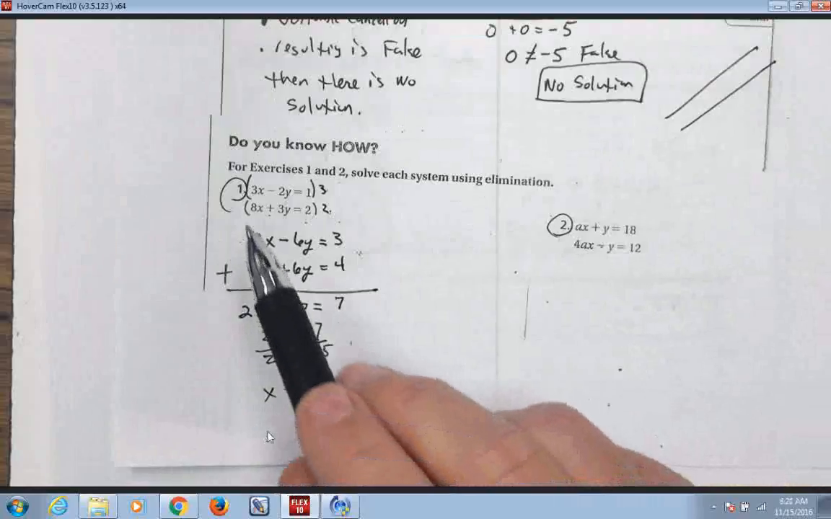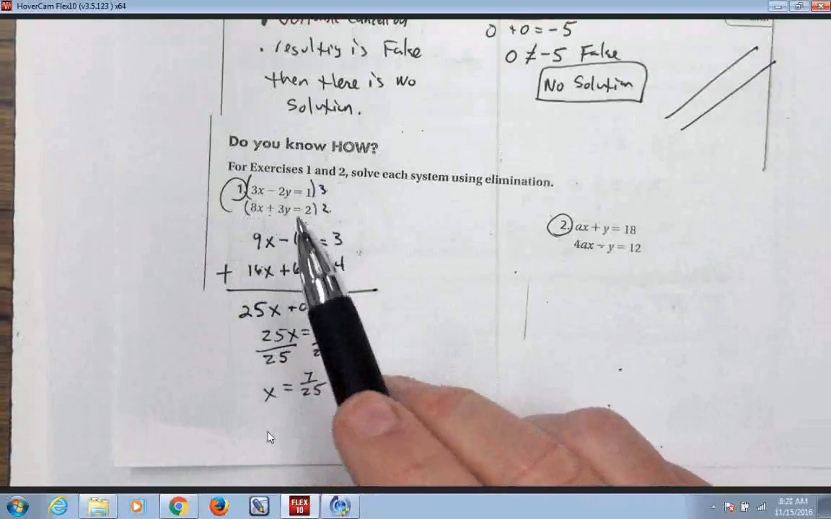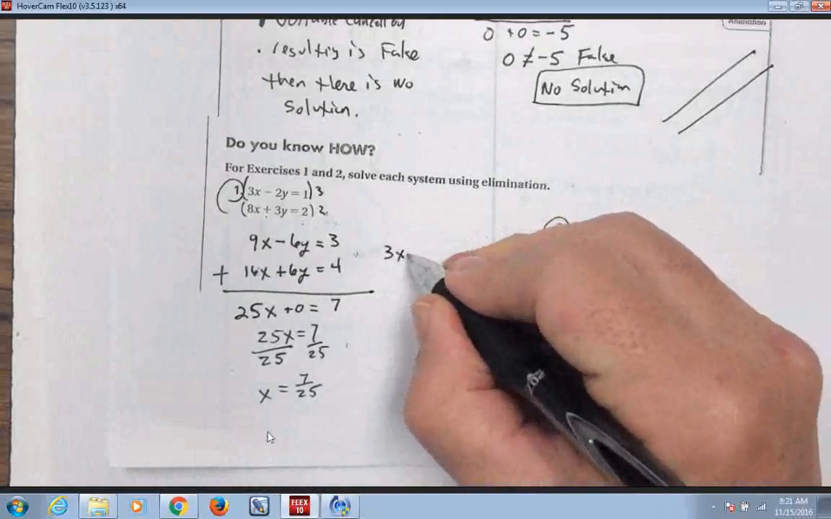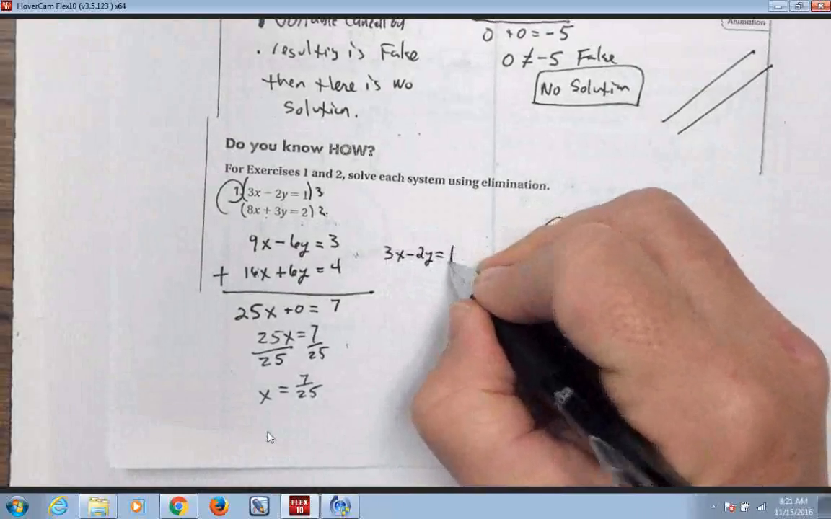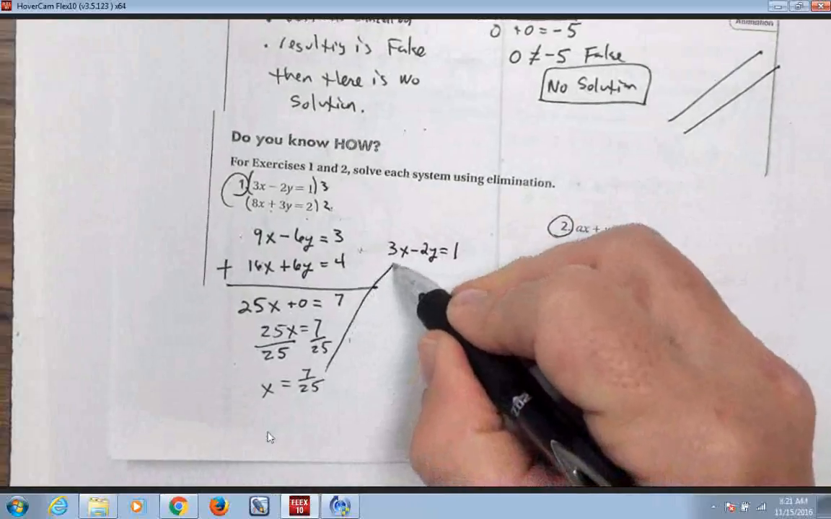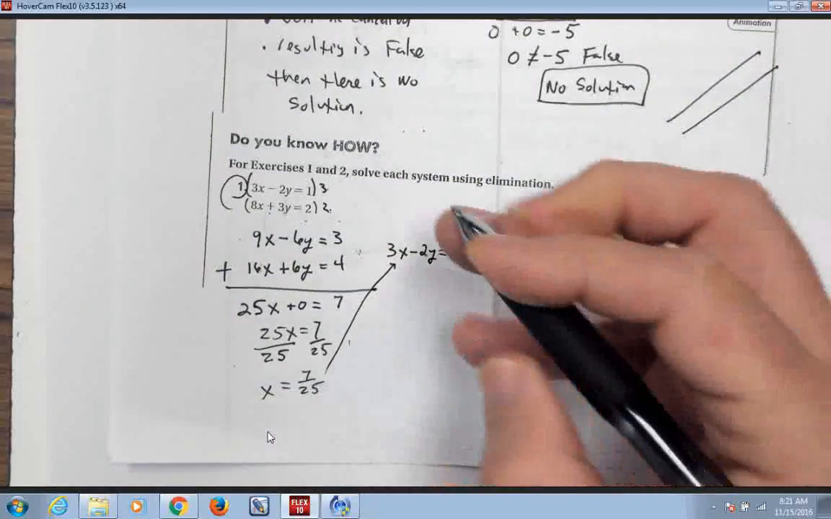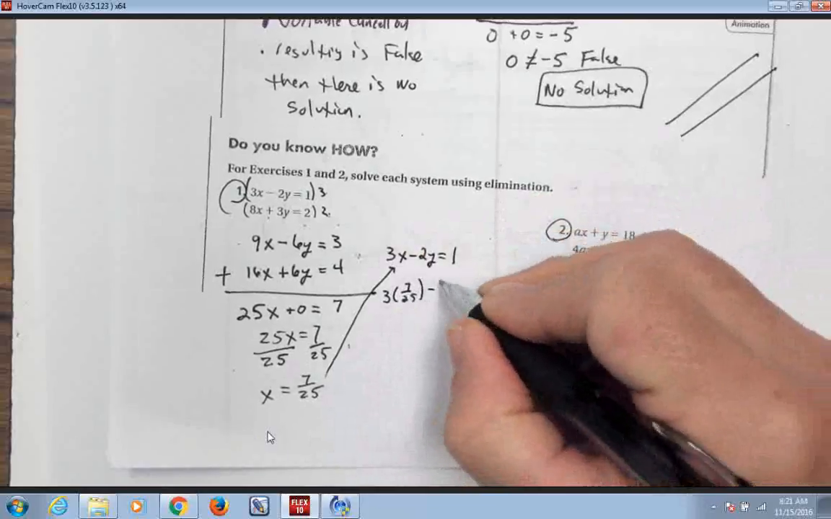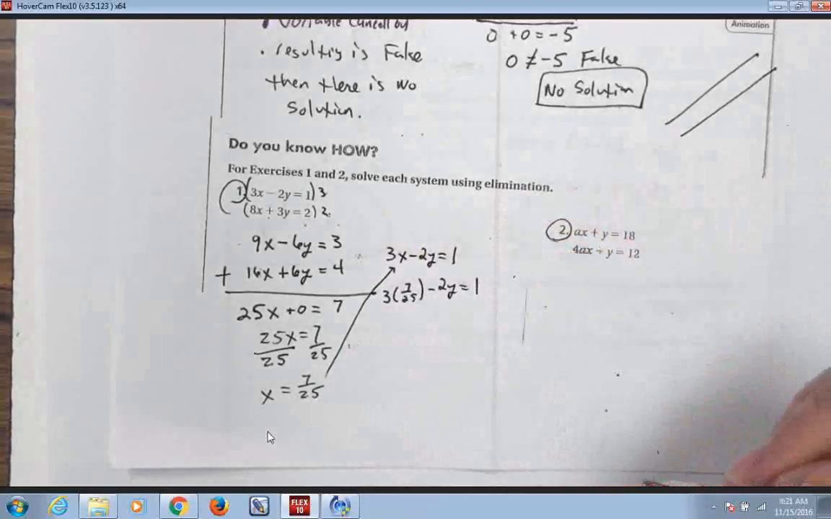Okay? So now that I know what x is, how do I figure out what y is? Plug that x into either the top equation or the bottom equation. Which one? Top? So I'm going to take 3x minus 2y is equal to 1, and wherever you see an x, what are you going to plug in? 7/25. So it's 3 times 7/25 minus 2y is equal to 1.